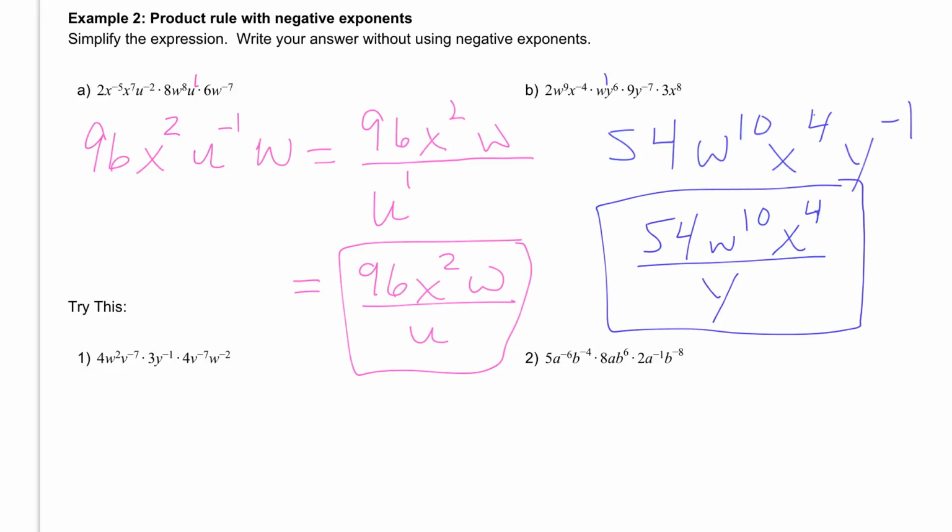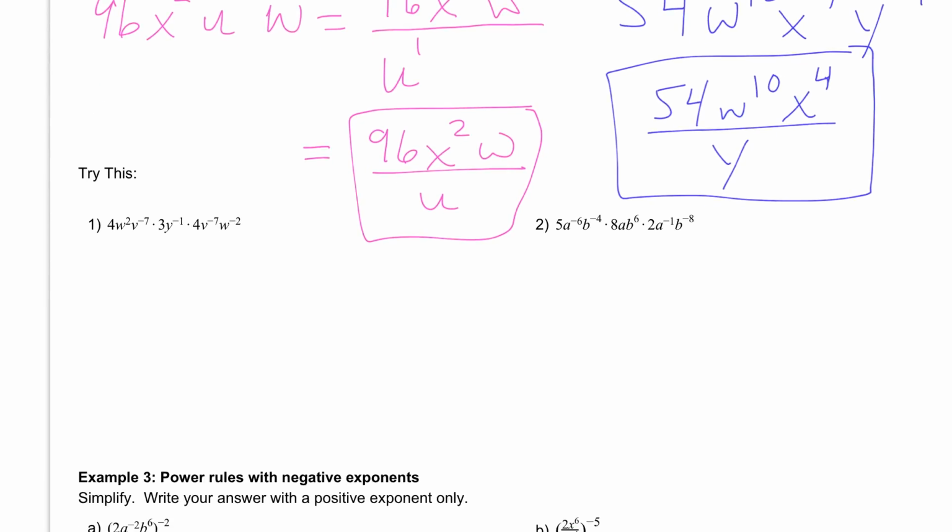Next, I would like you to do the try this, so 1 and 2. So go ahead and pause it now and unpause it when you're ready to check your answers. If you did number 1 correctly, you should have ended up with 48 over y times v to the 14th. And if you did number 2 correctly, you should have had 80 over a to the 6th times b to the 6th. If you have questions on either one of those, please let me know.